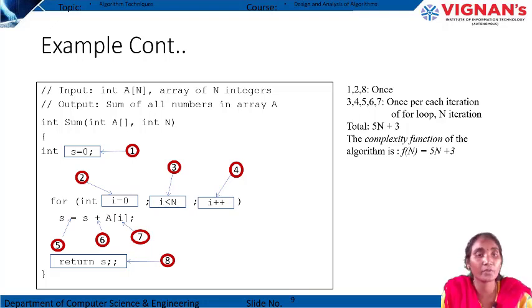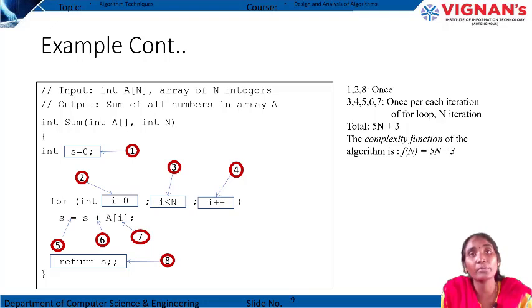Now initially, which one will be executed? s is equal to 0 will be executed only one time. Then the second one, i is equal to 0, will also be executed only one time. Whereas the check condition i less than n will be executed n times, and i plus plus, the incrementation, is also done n times. Now s is equal to s plus a of i, where we have the operations assignment as well as addition. Even these two are also for n times, and a of i also for n times, and finally returning s, right?